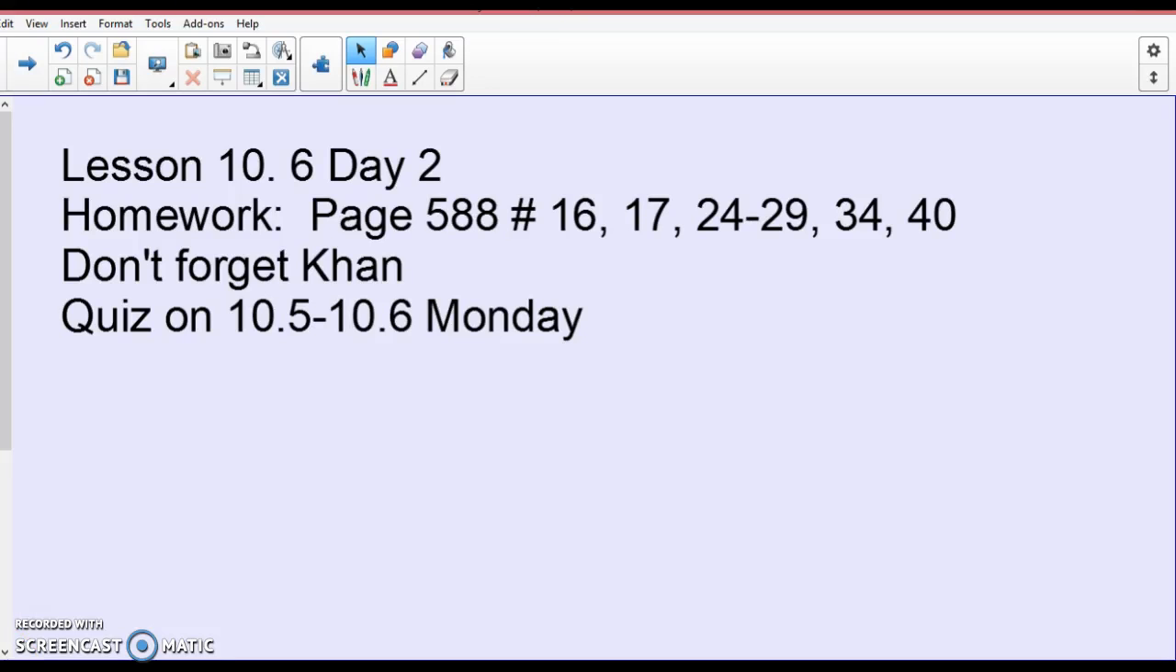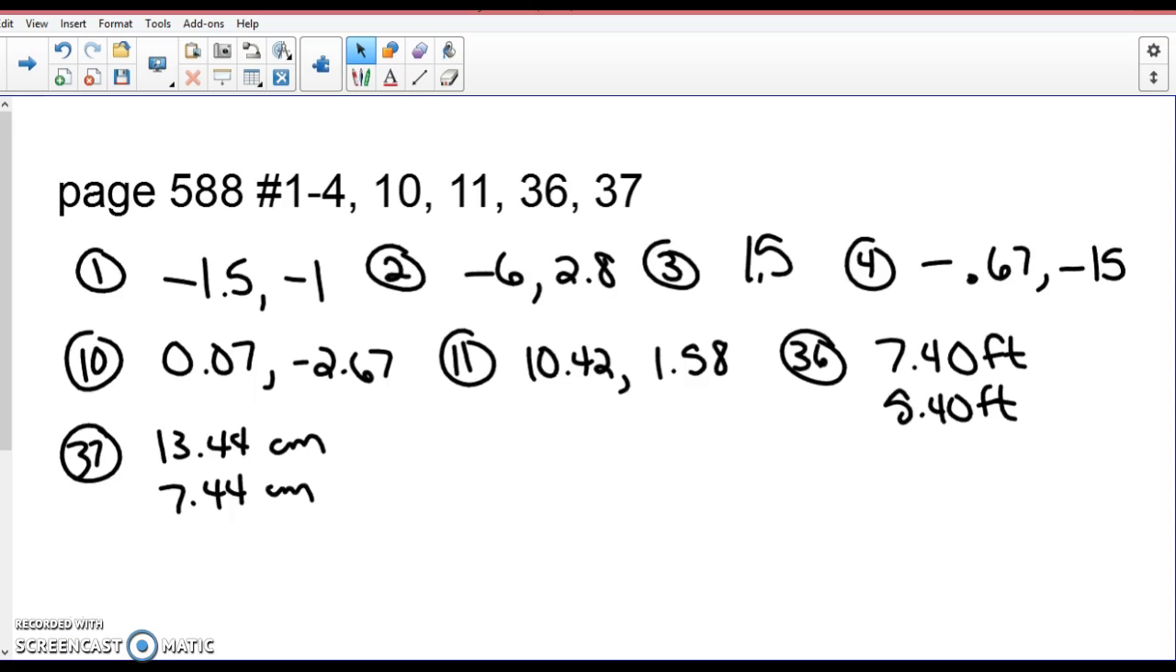Okay, this is lesson 10.6, day 2. It's the second day of the quadratic formula. There's the homework that goes along with it. Here are the answers to last night's homework so you can check it.